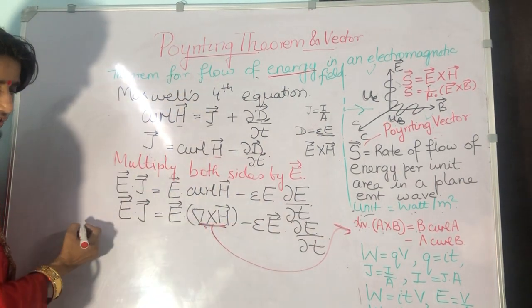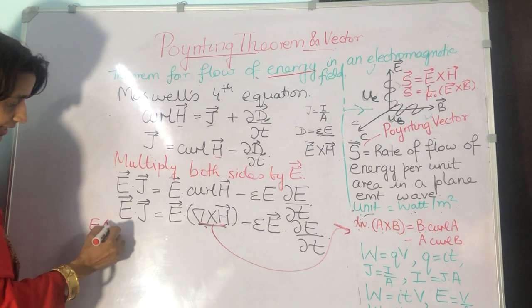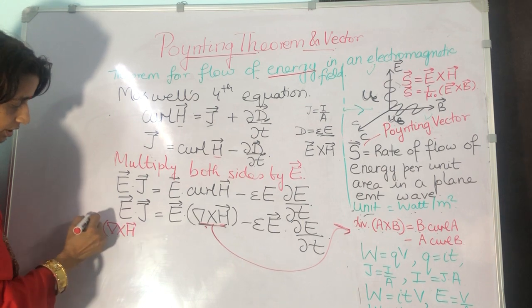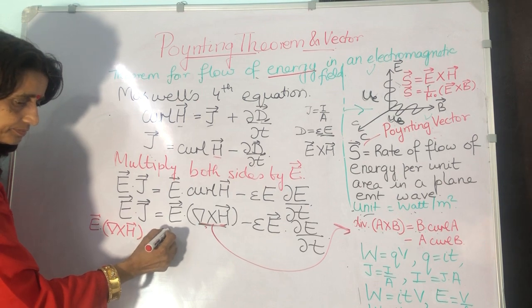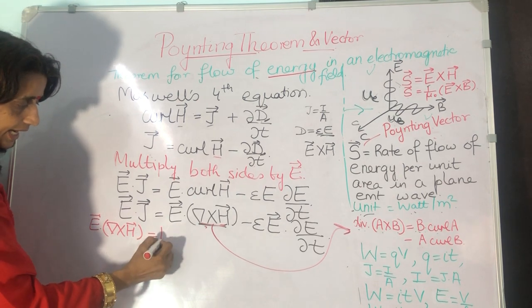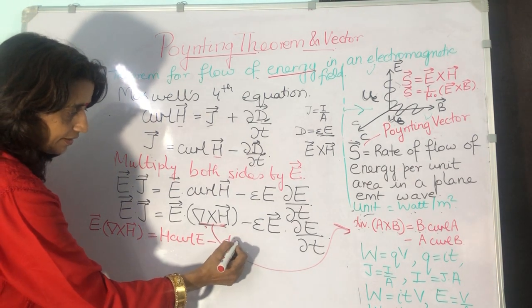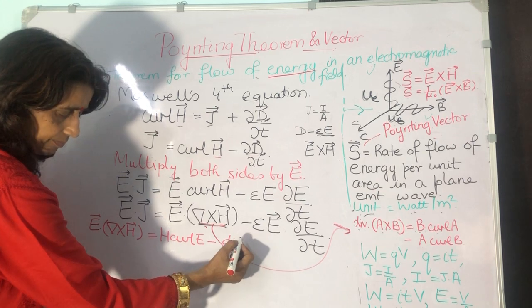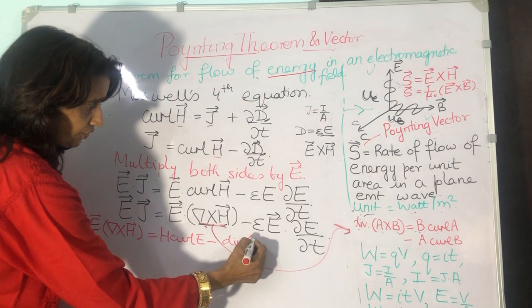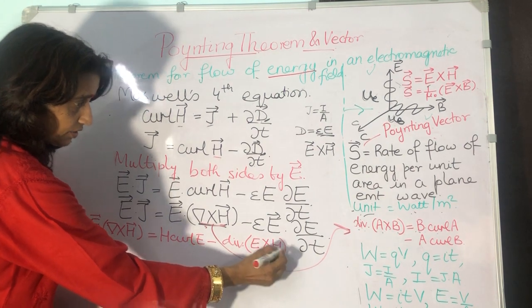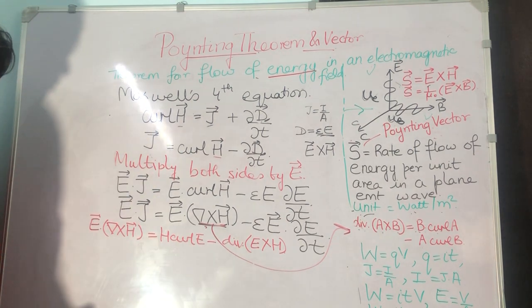So this expression becomes E dot (del cross H) is equal to H dot curl E minus divergence of E cross H, right? So minus divergence of E cross H.